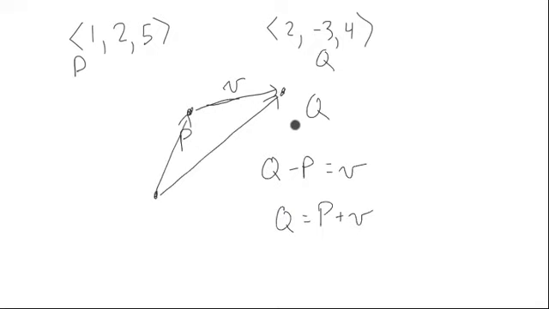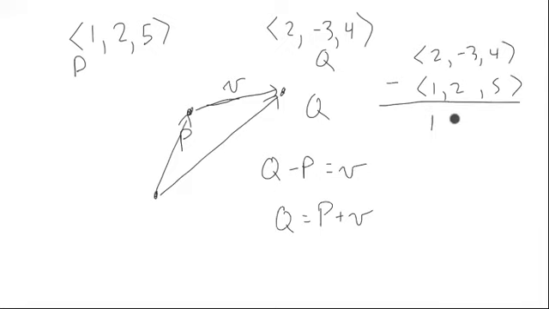So to get V, we simply take Q and subtract P. So Q minus P: (2, -3, 4) minus (1, 2, 5), just subtract them. We get (1, -5, -1). So there's our V.